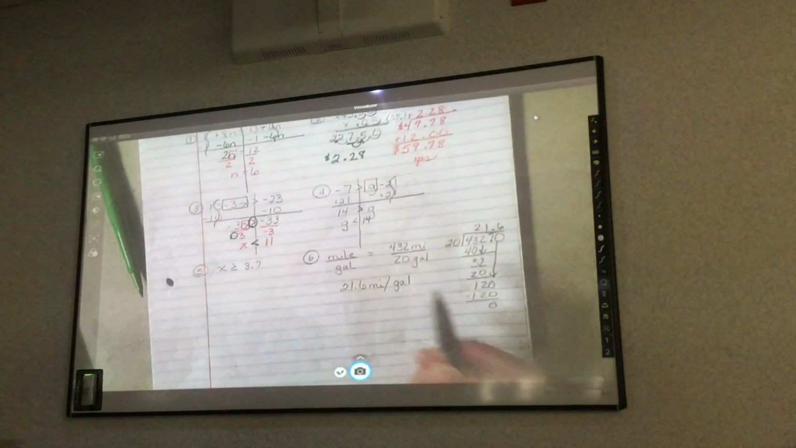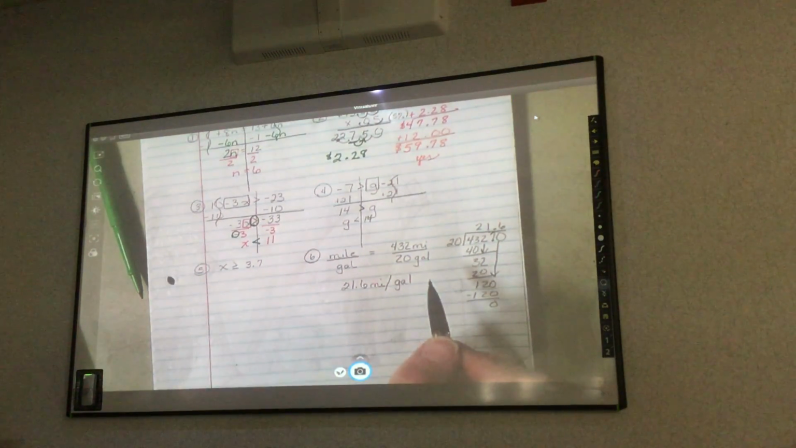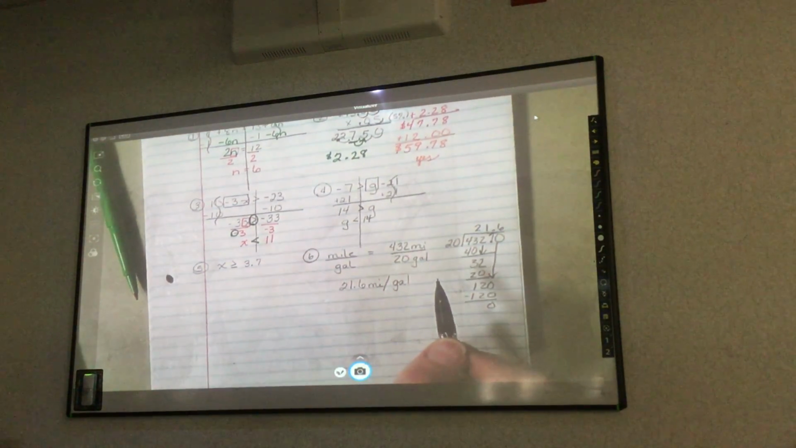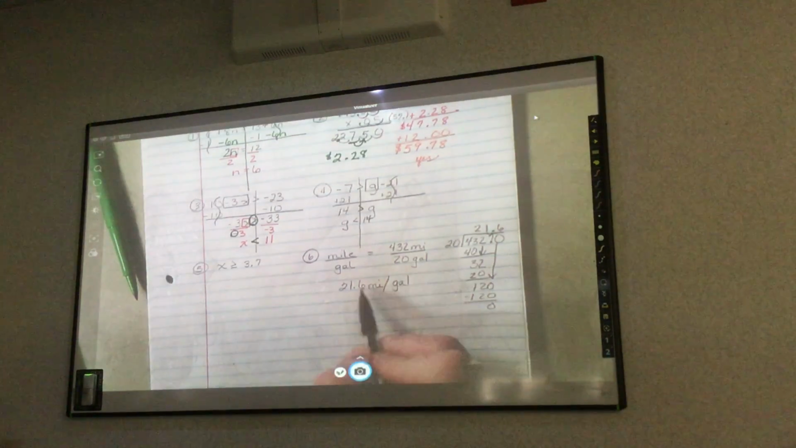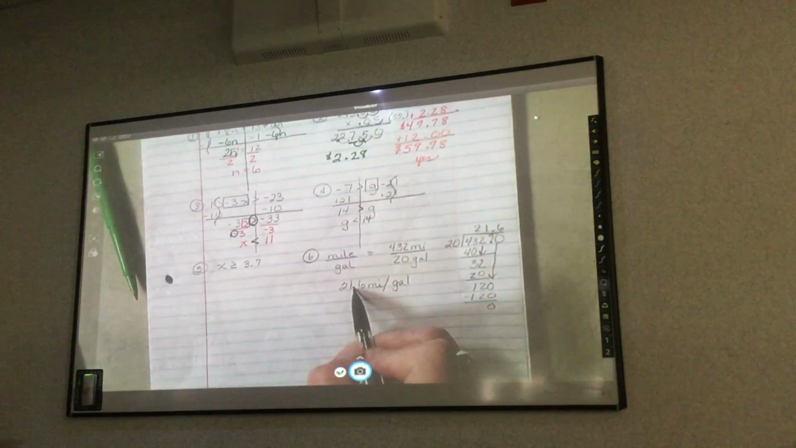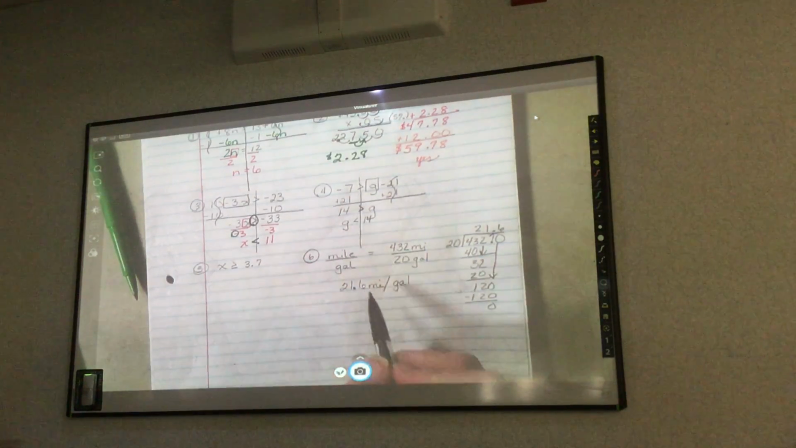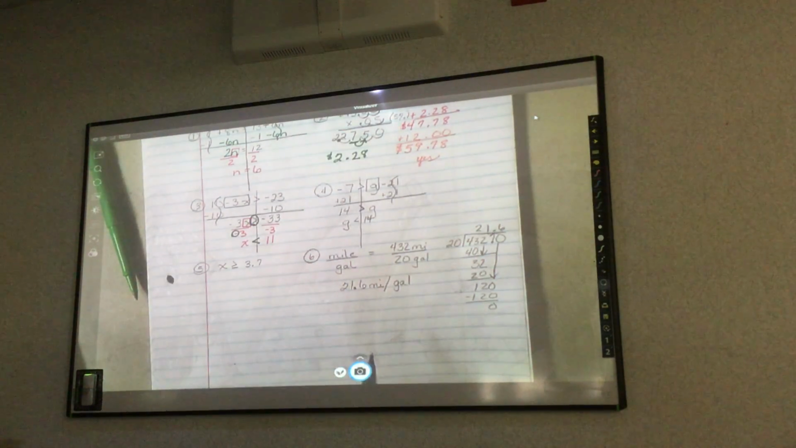You must have a label. If you do not have a label, they will be wrong on the quiz on Friday. And like I told you guys yesterday, when we're working with rates, you want to make it into a decimal. Don't leave it as like a mixed number.